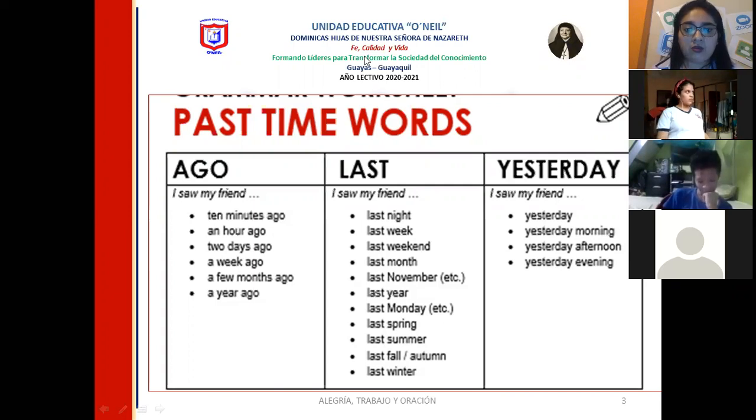Si nos desconectamos, nos volvemos a conectar porque tengo que tomar la lista.